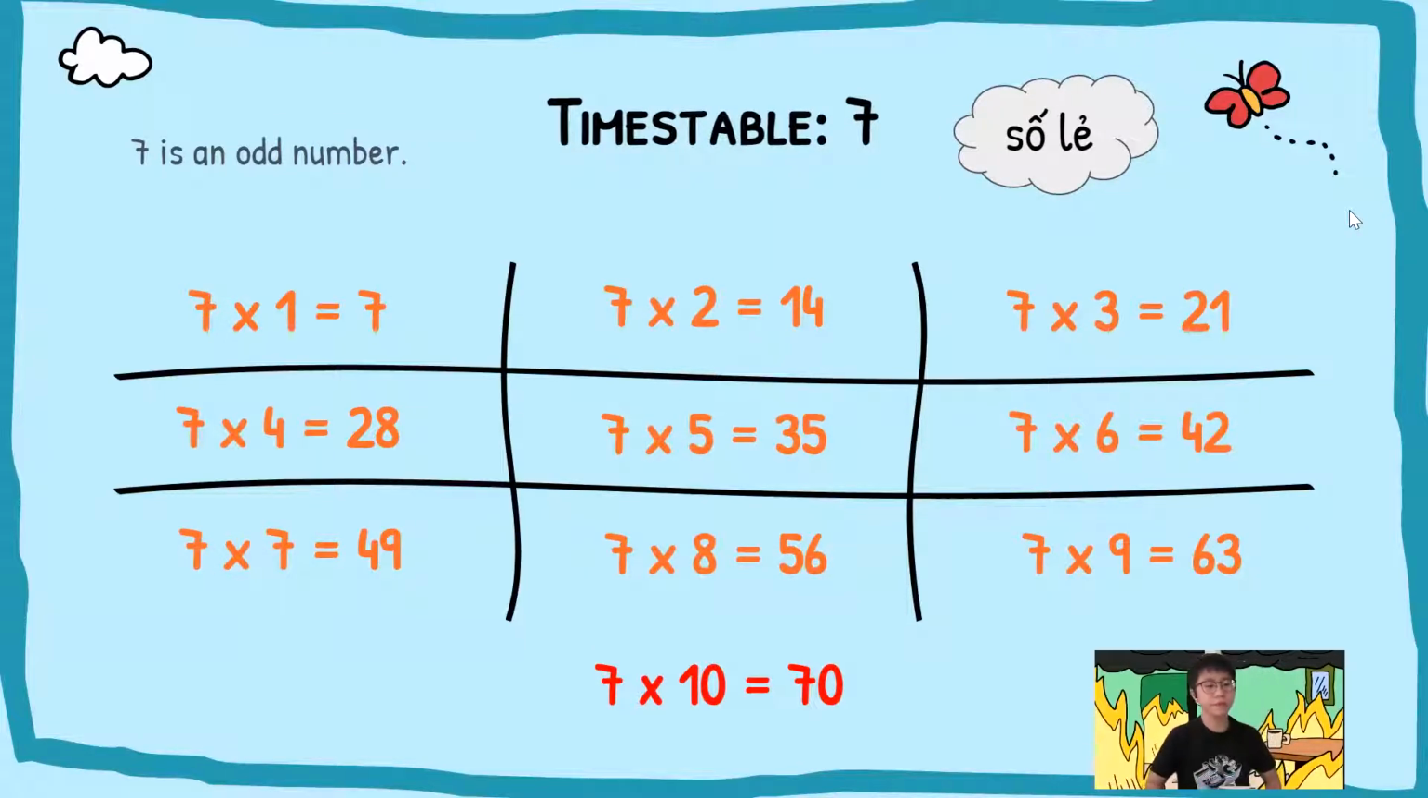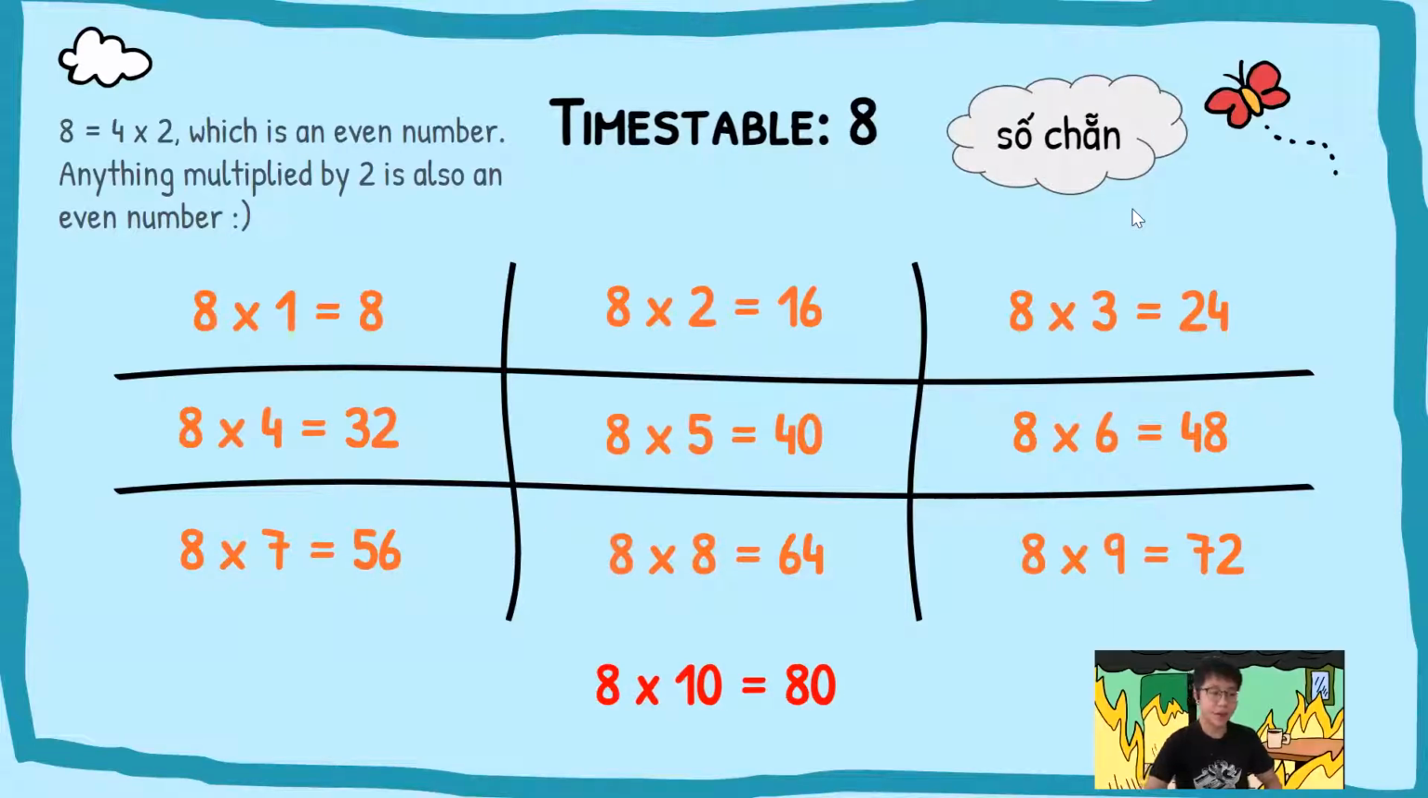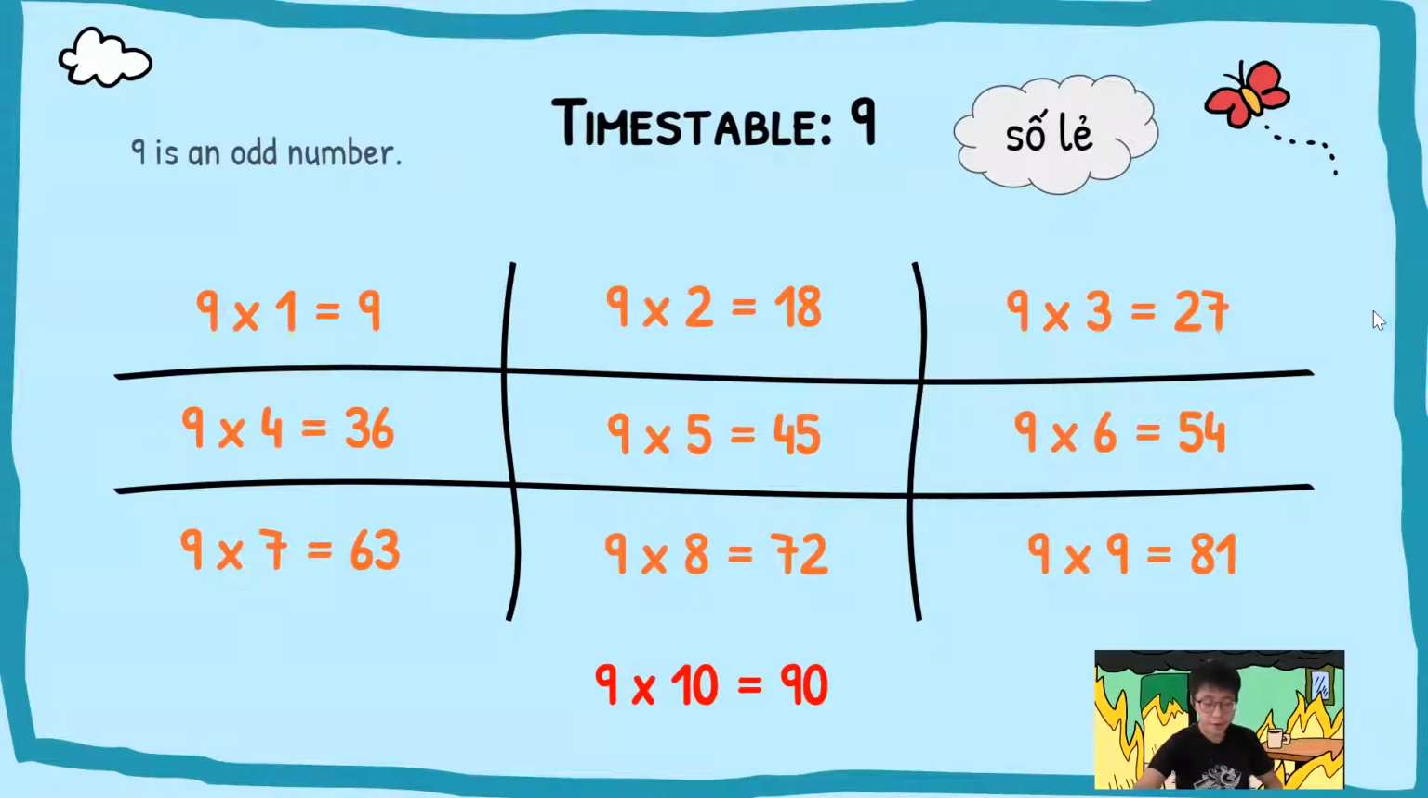7 is an odd number, right? Next, 8 is the product of 4 and 2. 8 equals 4 times 2. Therefore, 8 is also an even number. 9 is an odd number. Okay.